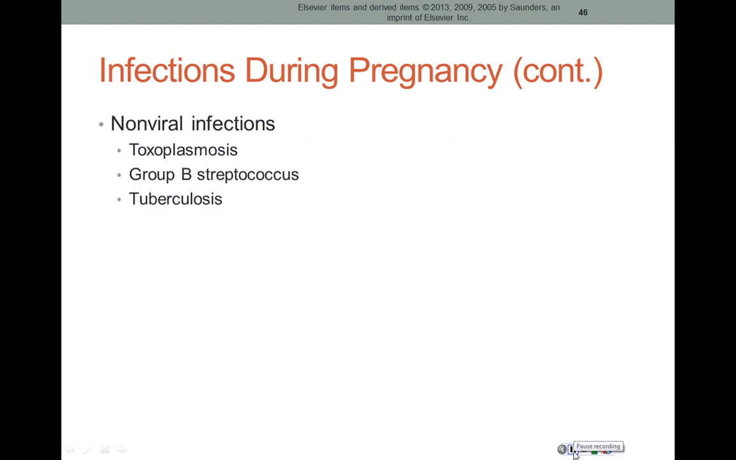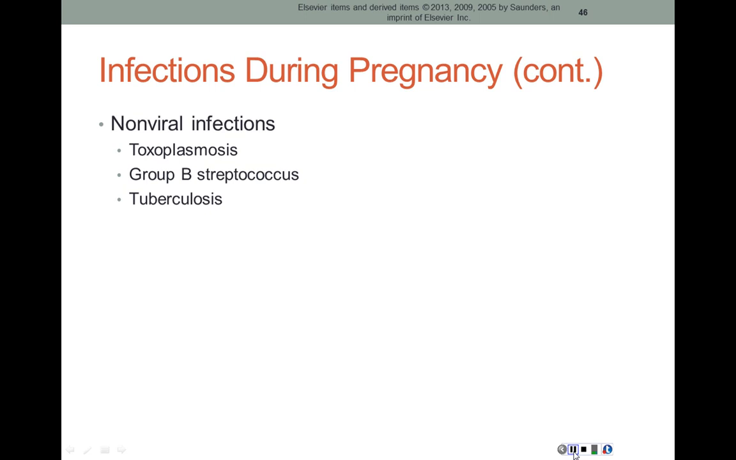Some non-viral infections, toxoplasmosis, we know this is the cat litter and raw meat, so we would need to educate mom on those dangers. Group B strep is probably the biggie. It can cause life-threatening perinatal infections. It can be transferred to the newborn during a vaginal delivery. So normally we test mom between 35 and 37 weeks. We treat her with antibiotics, and to prevent transmission, she may have to have a cesarean.